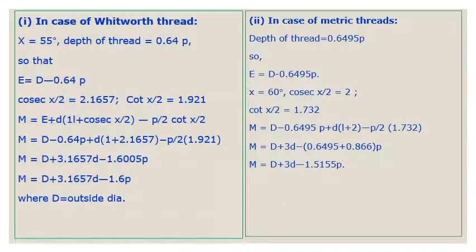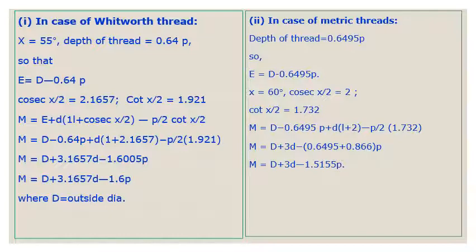Further, in case of Whitworth thread, generally x is equal to 55 degrees and the depth of the thread is given by 0.64 p, so that the effective diameter E can be given as d minus 0.64 p when we are going for the 3-wire method, and cosecant of x by 2 is 2.1657, cot of x by 2 is 1.921, so m will be equal to d plus 3.1657 d minus 1.6 times the pitch.